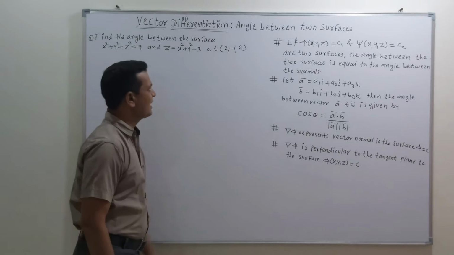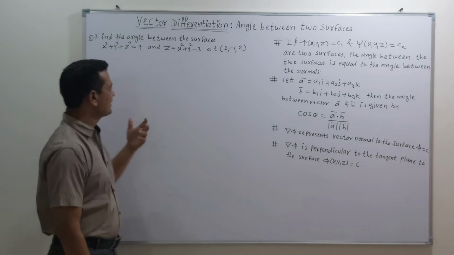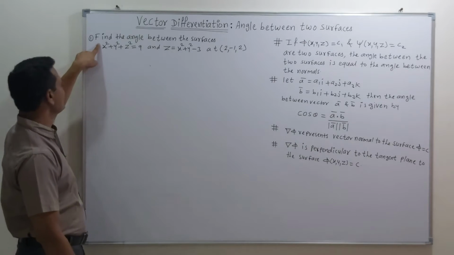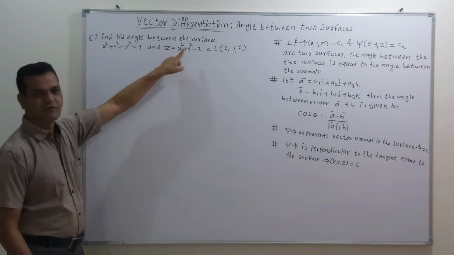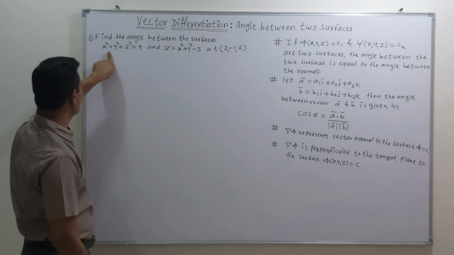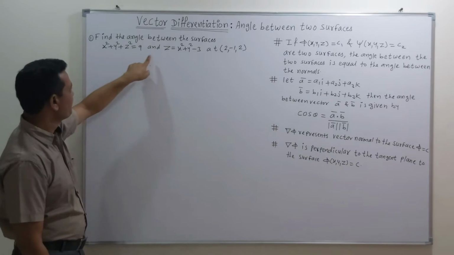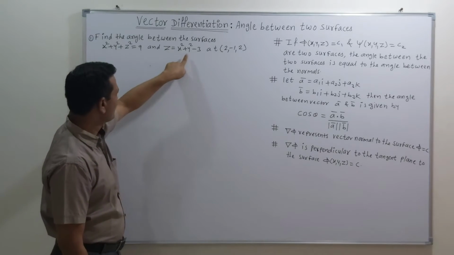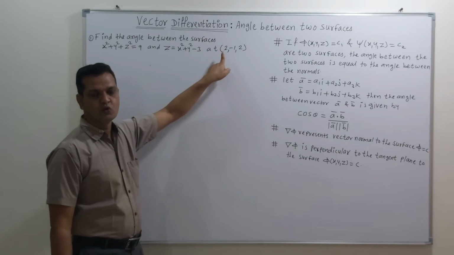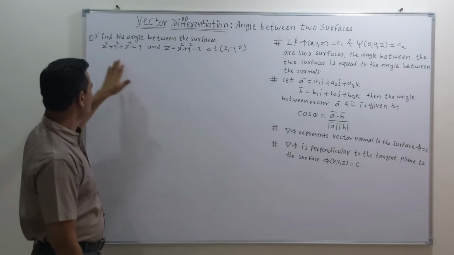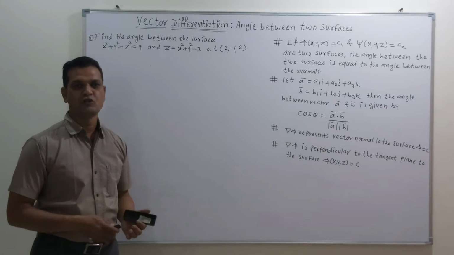Now to understand the angle between two surfaces, let's take the first example. Find the angle between the surfaces x square plus y square plus z square is equal to 9, this is the first surface, and z is equal to x square plus y square minus 3 at the point 2, minus 1 and 2. Our aim is to find the angle between these two surfaces.